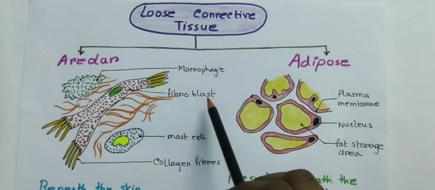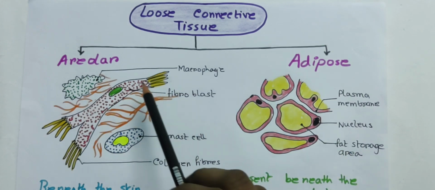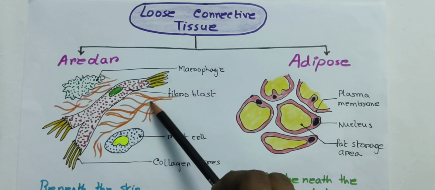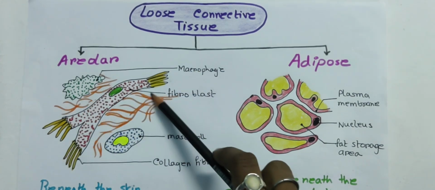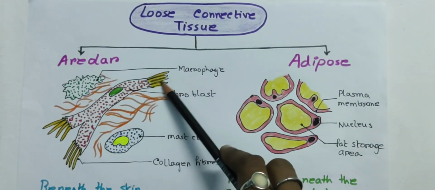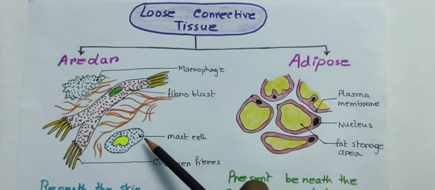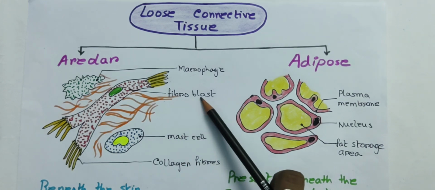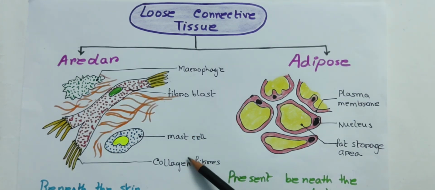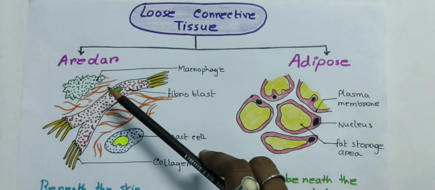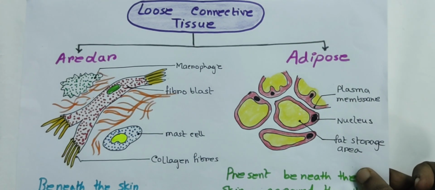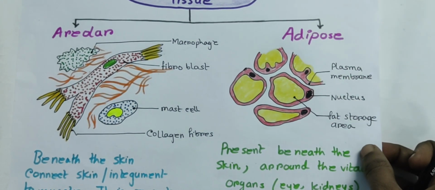So first, there is loose connective tissue. This is of two types, areolar and adipose tissue. Look at this picture. This is the areolar tissue made up of macrophages, fibroblasts. These cells are responsible for the formation of fibers, and there are mast cells and also the collagen fibers. Fibroblasts give fibers, and these collagen fibers give strength to the tissue, and mast cells and macrophages are also there. So this is the areolar tissue. It is also called the packing tissue.